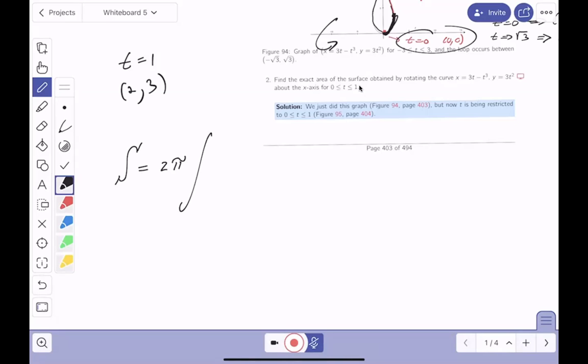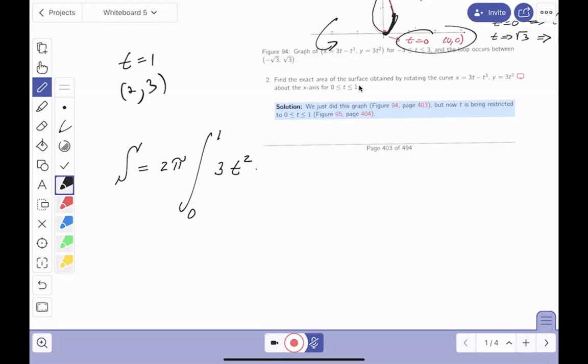The limits of integration here are going to be 0 to 1, right? And then it's going to be the radius of that. And the radius of that is actually just y. It's the y value. Well, what's the y value? It's 3t squared times the arc length.